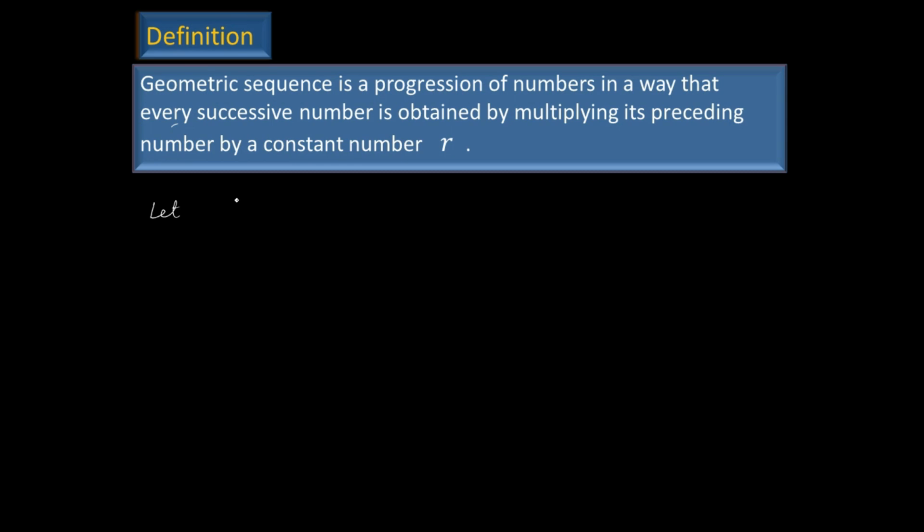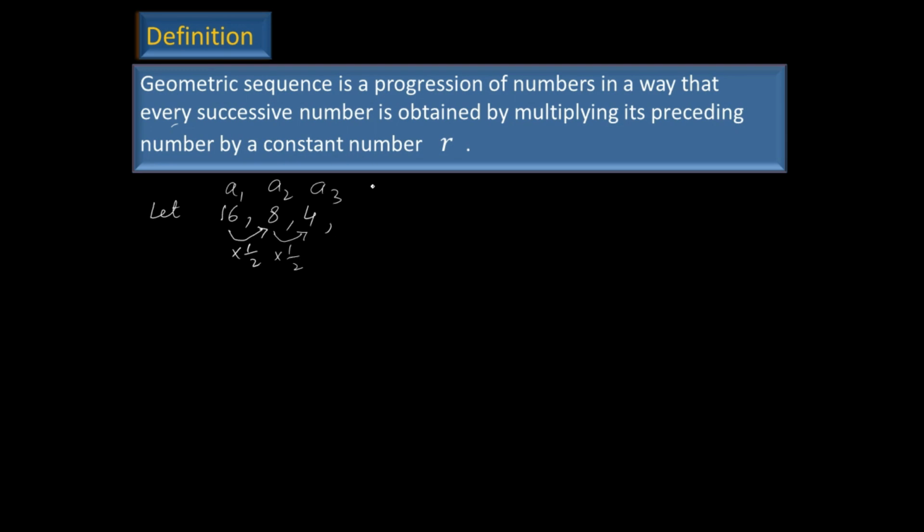Let's say we are having a geometric sequence. This is our first term, this is the second term, this one is the third term. This second term 8 is obtained from 16, which is the first term, by multiplying it with 1 by 2. So 16 is multiplied with 1 by 2 and we are getting 8, and this 4 is obtained by multiplying this 8 with 1 by 2.